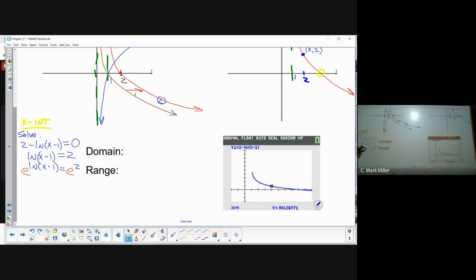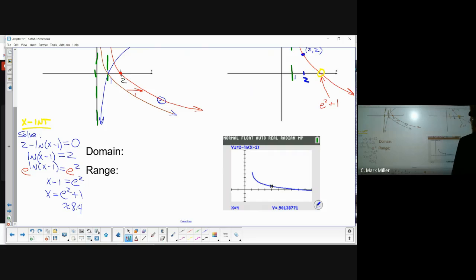e to the log of anything is anything. e to the log of pig is pig. So e to the log of x minus 1 is x minus 1, which is e squared. And so x, this is my x-intercept, is e squared plus 1, which is going to be about 8.4. But you don't have to compute the 8.4. This point right here is e squared plus 1.